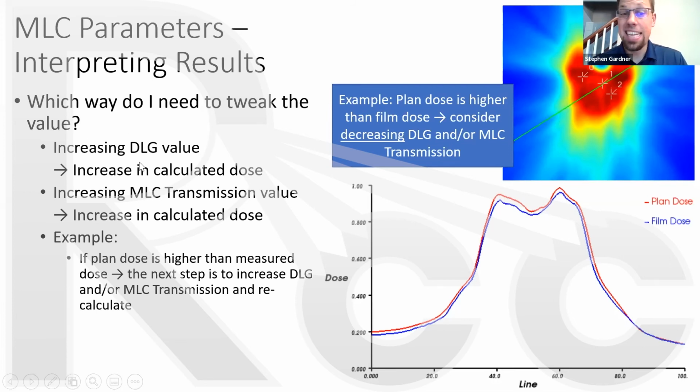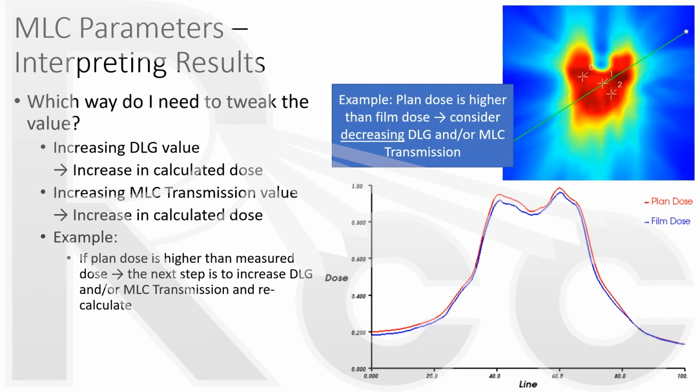So the overall idea is an increase in DLG is going to increase the calculated dose, as we noted before, and an increase in the MLC transmission is also going to increase the calculated dose. So in this case, we would consider decreasing the DLG and/or the MLC transmission to improve agreement just for the specific plan. But we're going to go over a more comprehensive evaluation in just a little bit.